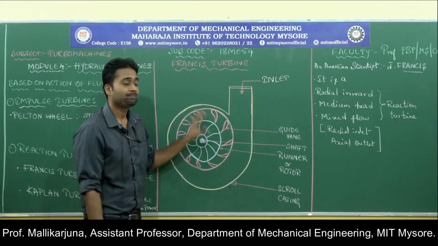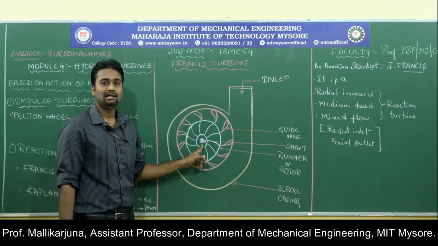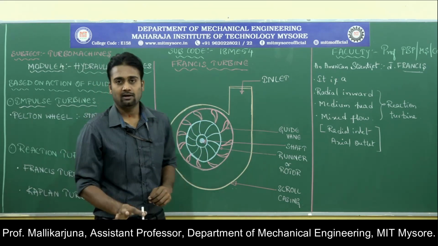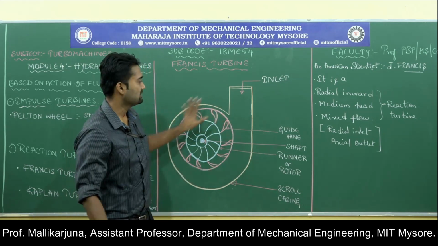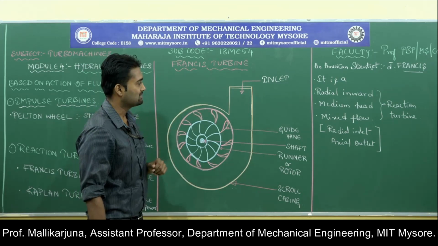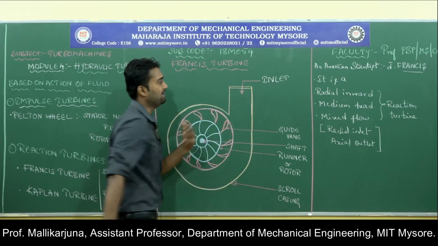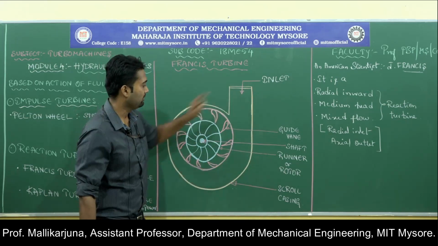This is nothing but the top view of the Francis turbine, and we have made the shaft vertical to the ground. So that is the position of the sketch. Now let us look at the various parts it has. This is the entrance of the fluid to the turbine.